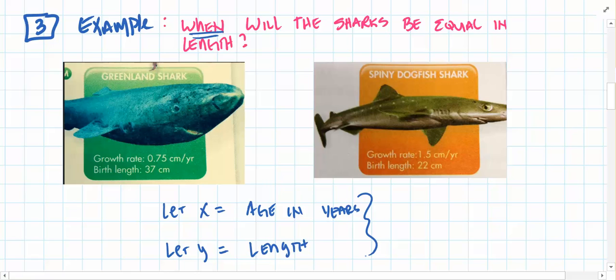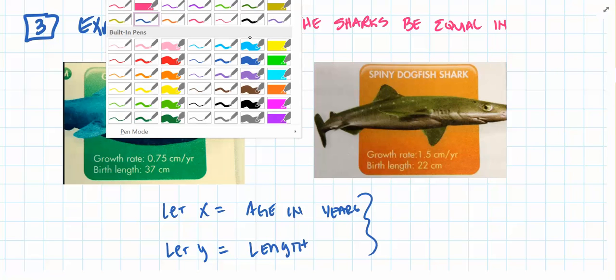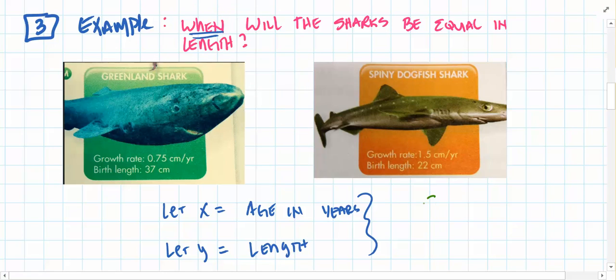From here, I'm going to write a system of linear equations. For my first one, for the Greenland shark, y is going to be equal to 0.75x, with x in years, plus 37, because that's how much I started with. In the dogfish one, y is going to be equal to 1.5 centimeters per year, so 1.5x, and then plus the length that I have here, it starts at 22. All right, so far so good. So give me a year, or give me an age in years, like 1, 2, 3, or 4, and then I'll give you a length. That's what we're doing here.